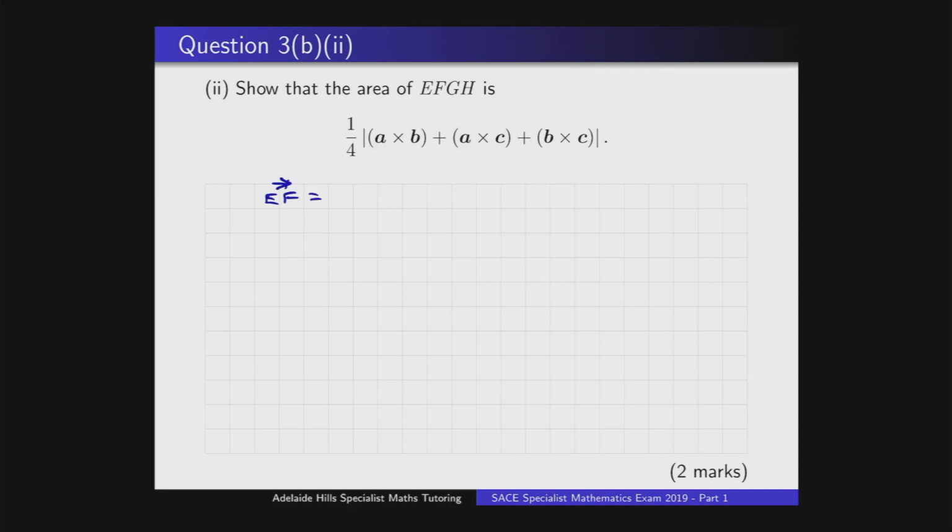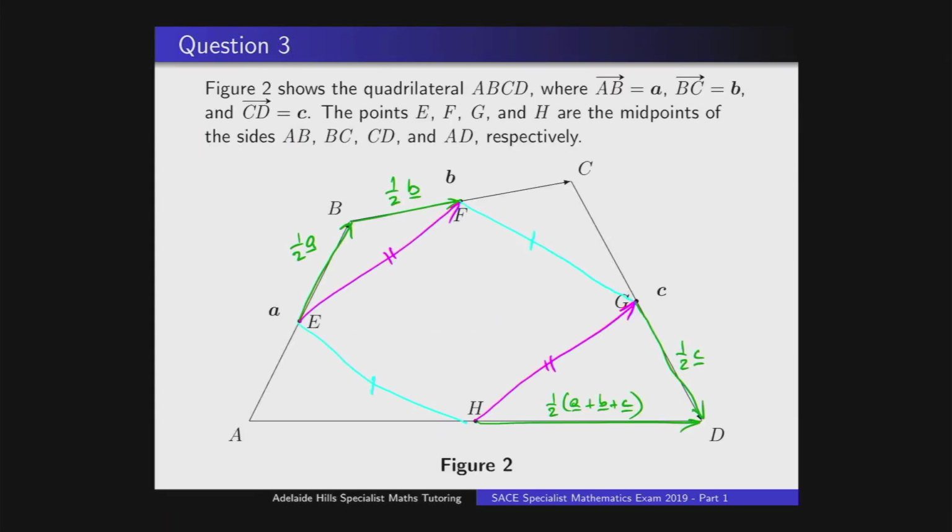The vector EF we worked out before was a half A plus B, and an adjacent one is the side EH. If we work out EH, it's a half A plus B plus C minus a half A, so it's a half B plus C. If we go back to the figure, we've got this side here, and that's a half A plus B plus C. And this is a half A, but to get from E to F we have to go in the opposite direction of a half A. So it's a half A plus B plus C minus a half A, and so it's just a half B plus C.